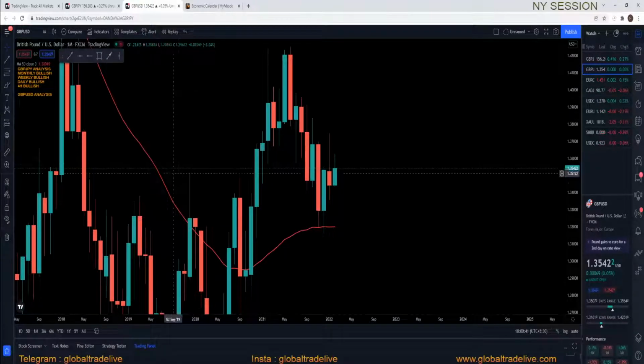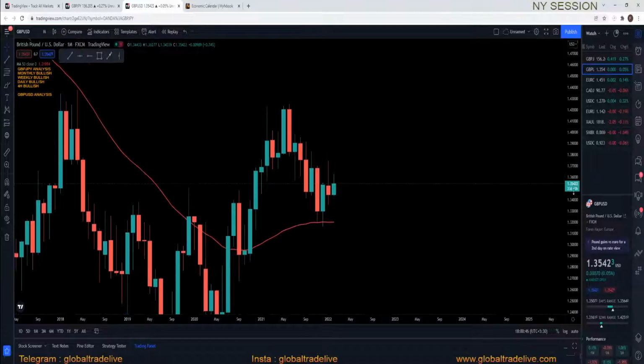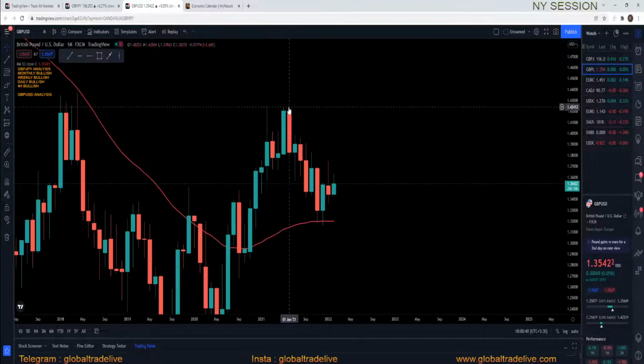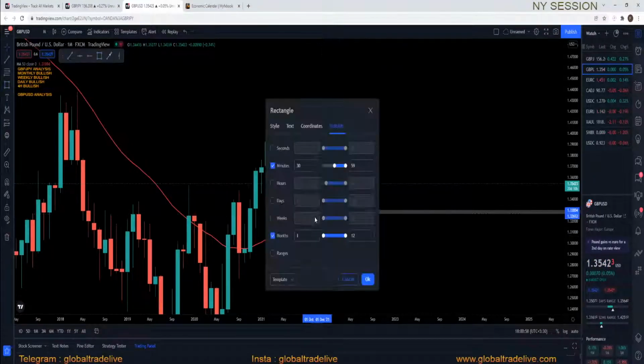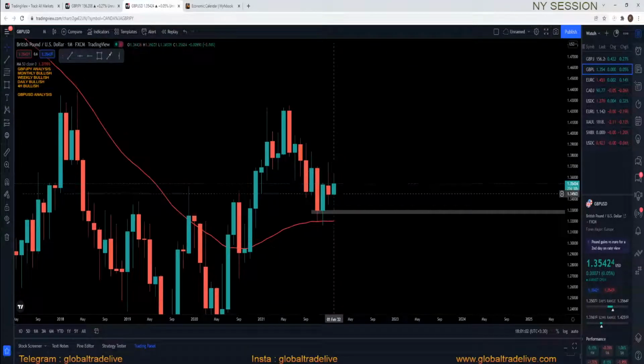So if we talk about the monthly time frame over here, then it started from this area. The market went down, created a resistance, went down, created another resistance, went down, then it went up from here. So this becomes our support. Yeah, this becomes our support in the monthly.